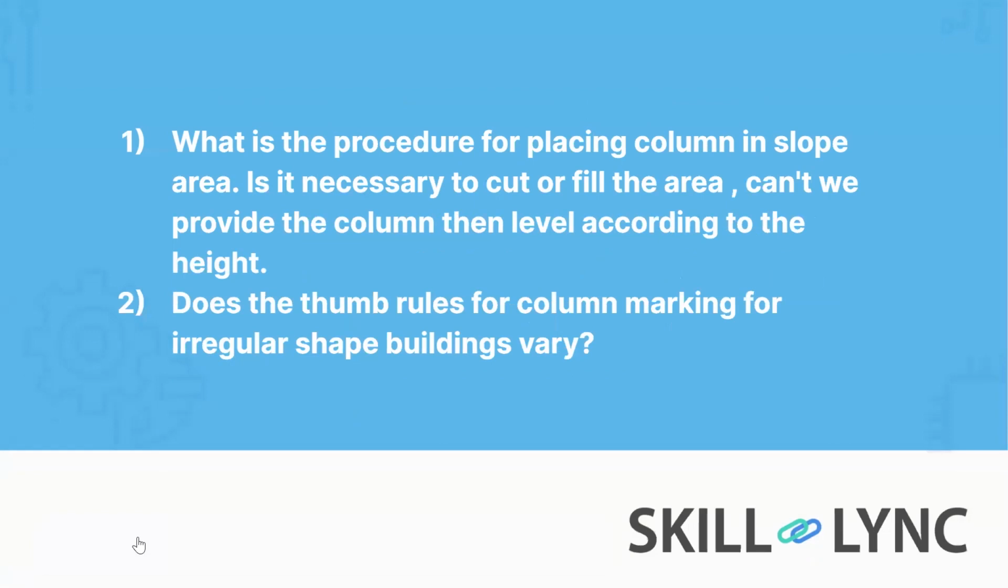I don't really understand the question, but it's also very difficult to answer on such a generalized level of how to place column and slope area. The straightforward approach is to either cut, level the area, and then provide your column with the foundation, or you fill up, level the area, and provide it with a foundation and column. But I cannot answer much more without actually seeing more details.